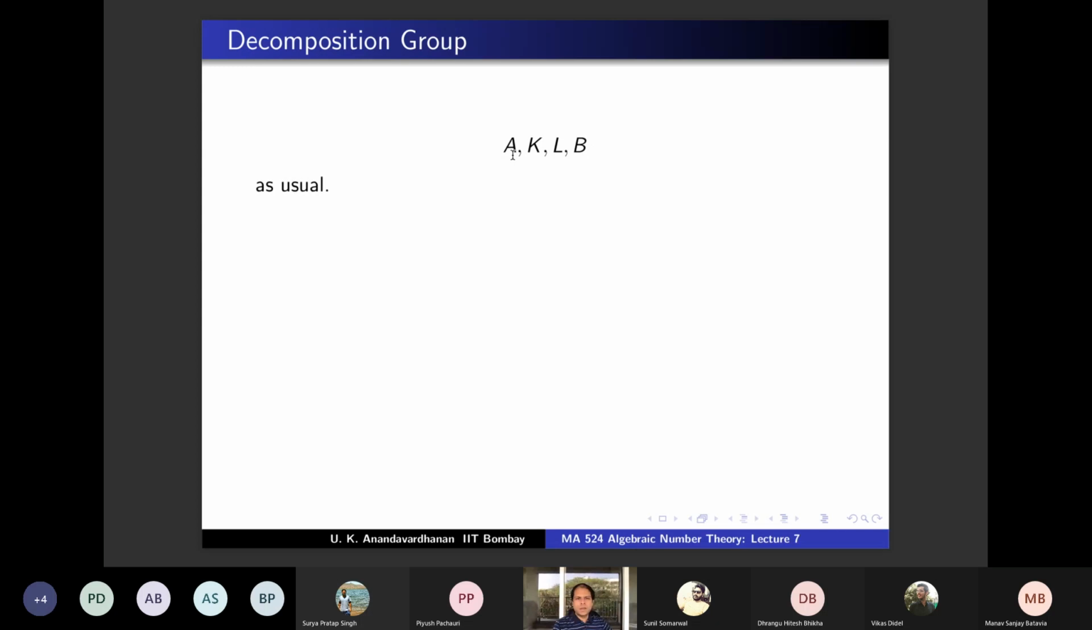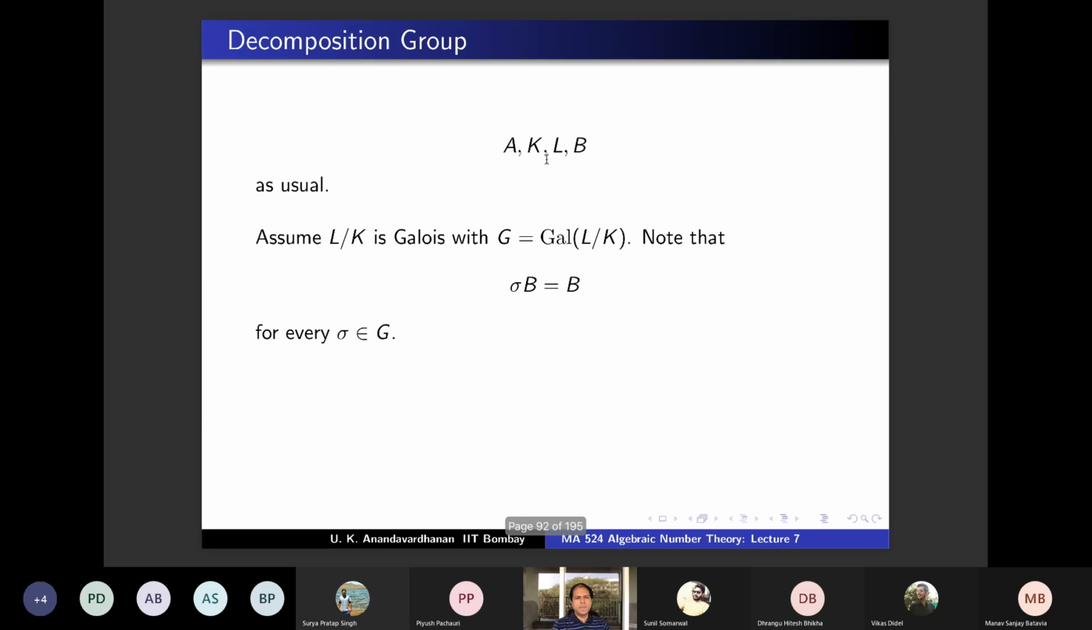So A, K, L, B as usual means what? A is a domain, a ring integrally closed in K. K is the quotient field. L is a finite Galois extension of K, and B is the integral closure of A in L. I'm assuming L over K is Galois, and G is the Galois group of L over K. And if you take any sigma, then of course sigma B is B, because B is the integral closure, and you know that x is integral if and only if sigma x is integral.